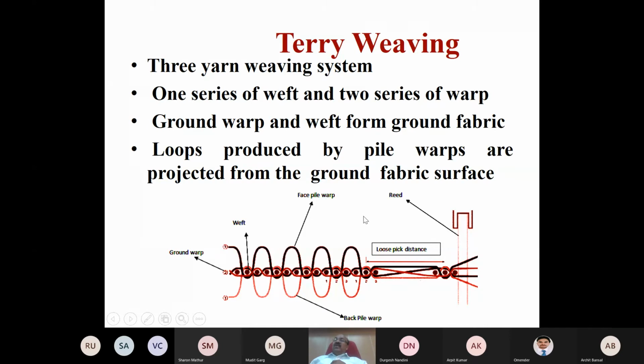These 2 sets of warp yarn, that is ground and pile warp, they come from 2 different beams, pile beam and ground beam. Ground warp and weft form ground fabric, pile warp and weft form loop structure.